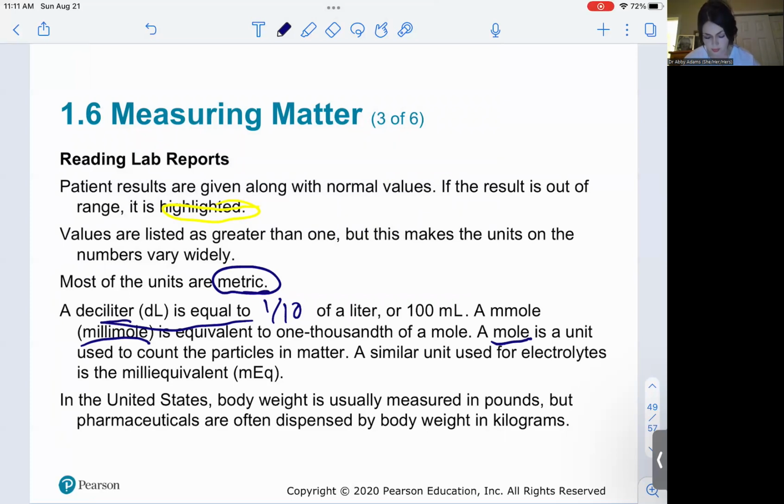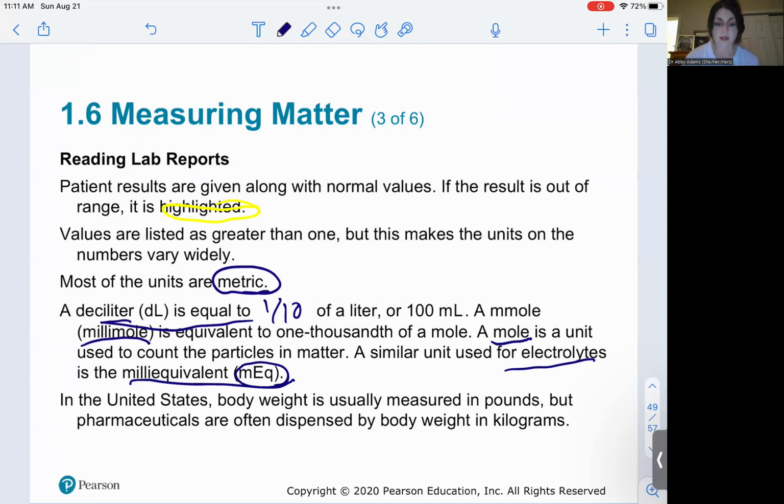Similar to a mole, they use milliequivalents for electrolytes. Electrolytes are really important in conveying electrical impulses or electric signals in your body.